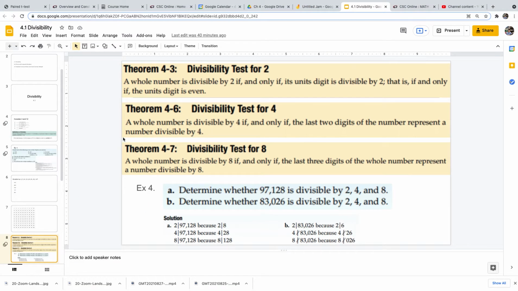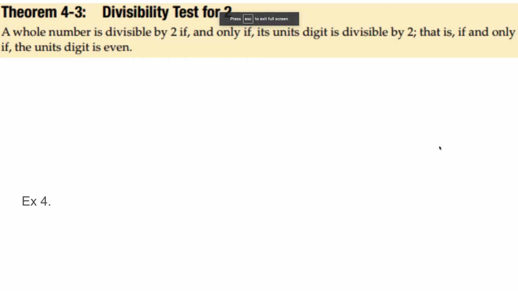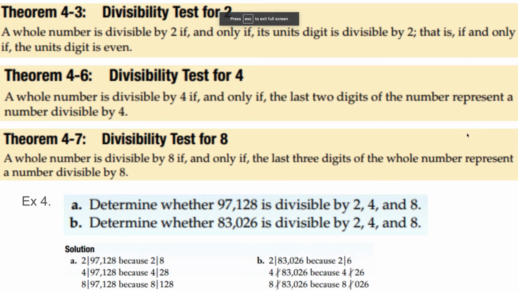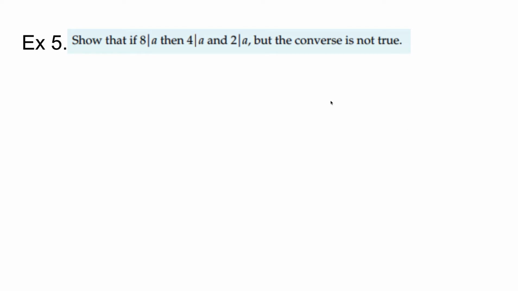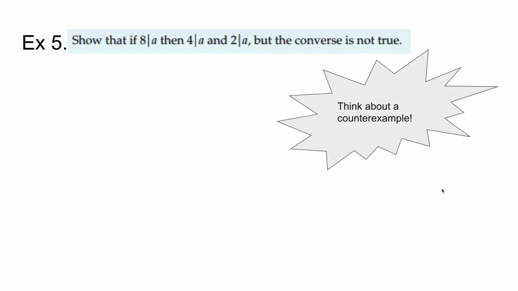Good. And let's look at the next one. Let's look at divisibility. This is what I had just said. Show that if 8 divides A, then 4 divides A, and 2 divides A. But the converse is not true. We just showed that example, right? So I want you to think about the counter example. Give me a counter example. The previous problem was the counter example. 83,026 was the counter example. Can you think about another counter example?